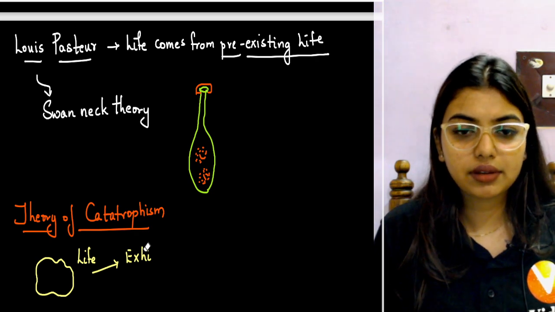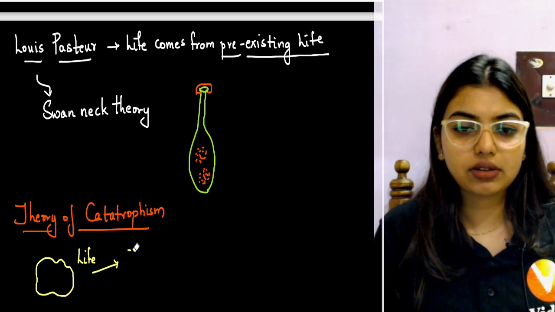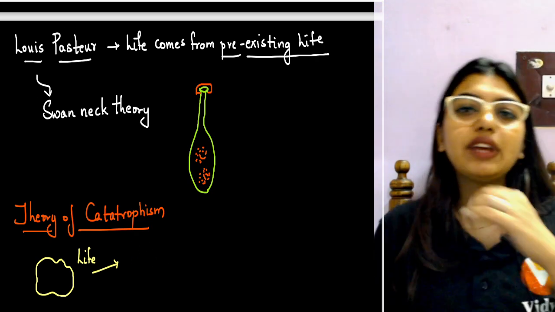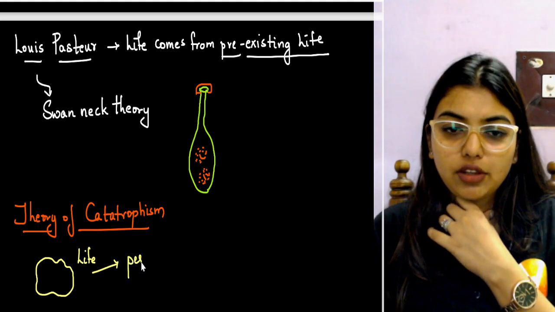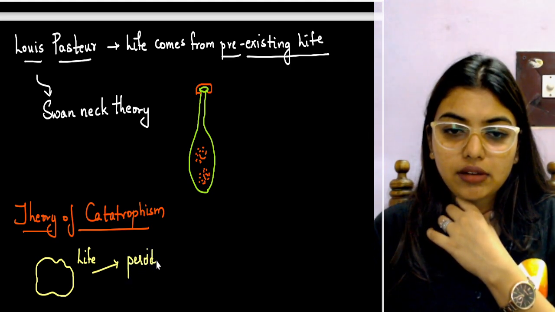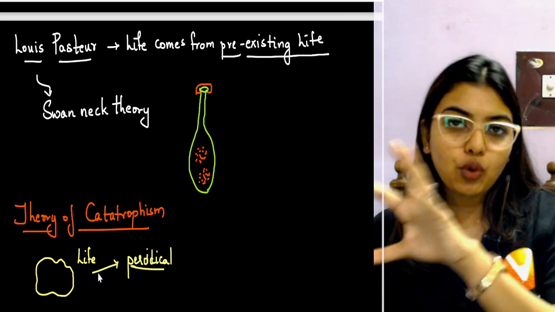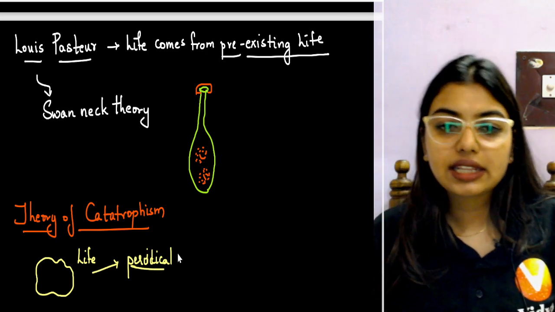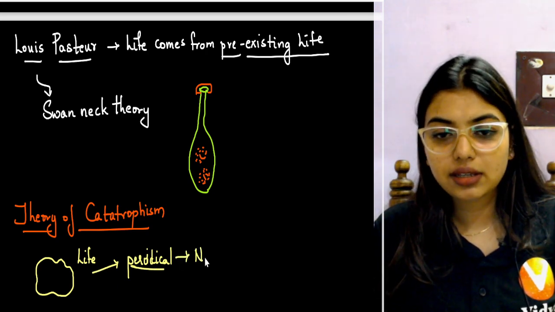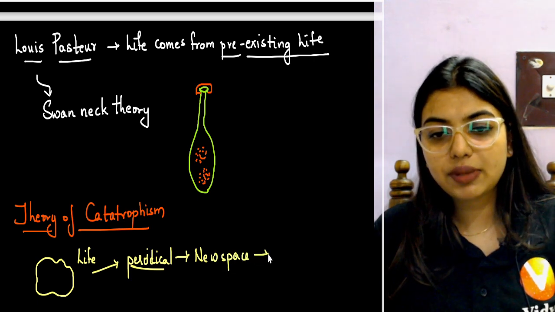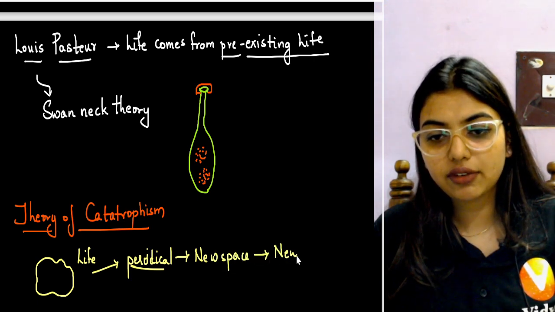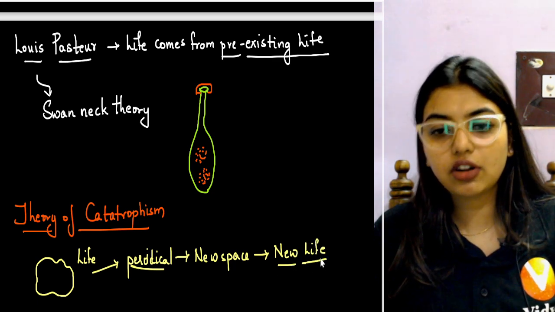Let's say this is no more there. This is a periodical thing. If this life goes extinct, that will create new space. In that new space, you will see new life. Again, a theory that did not make a lot of sense.